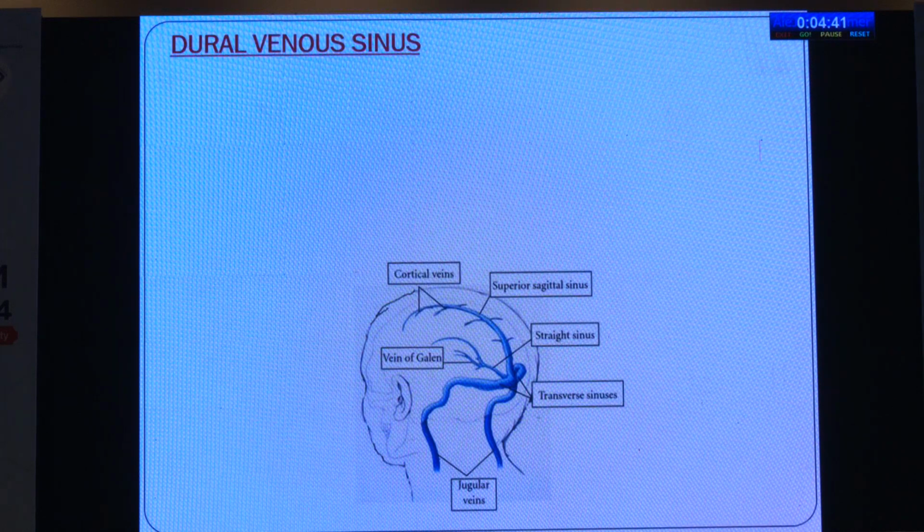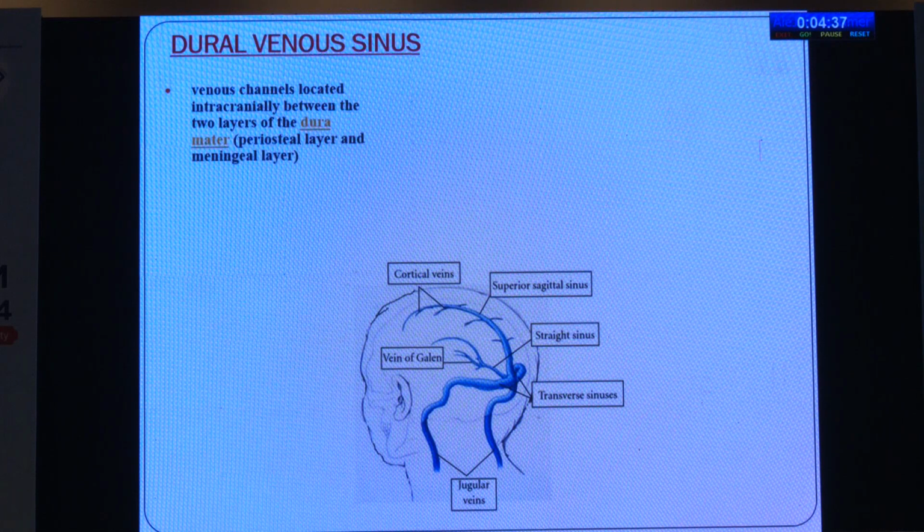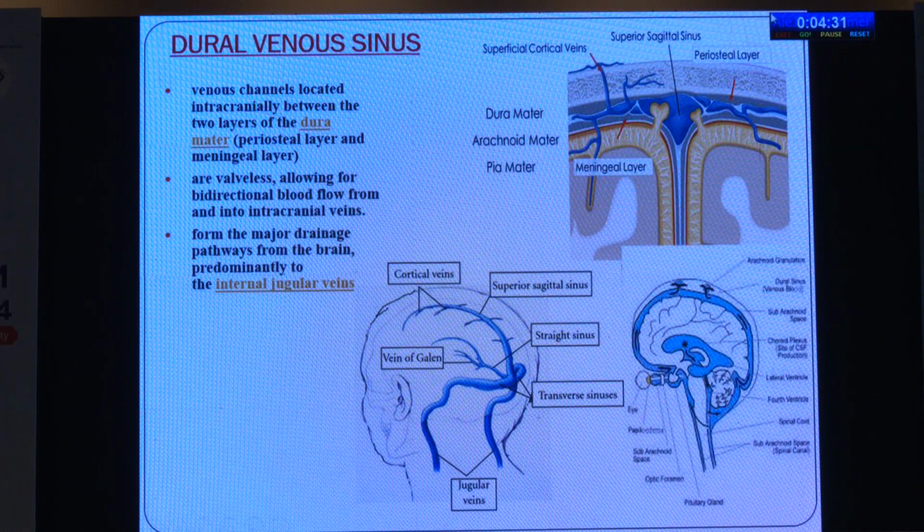So dural venous sinuses are channels located intracranially between the two layers of the dura, that is the periosteal layer and the meningeal layer. As you can see over here, this is the periosteal layer and this is the meningeal layer, and this is the cross section of the straight sinus which is lying in between both the layers.